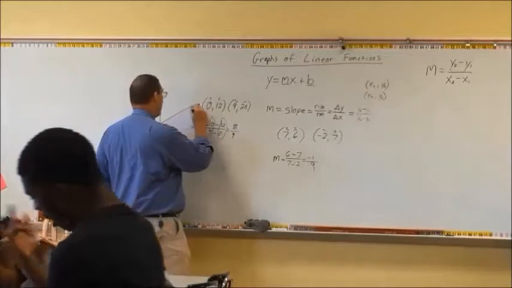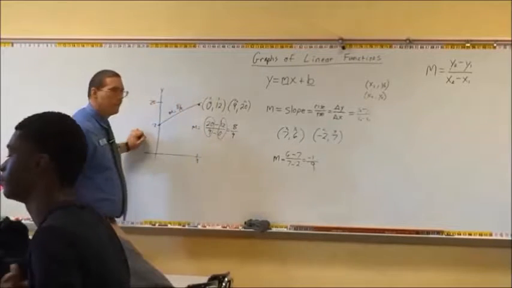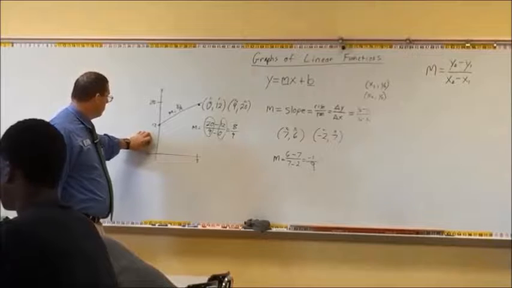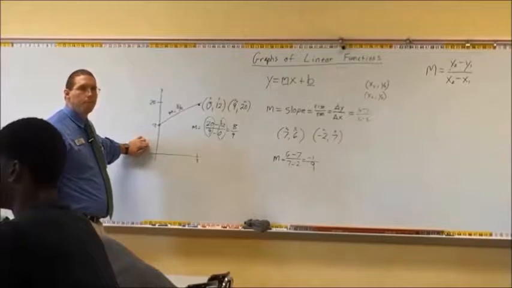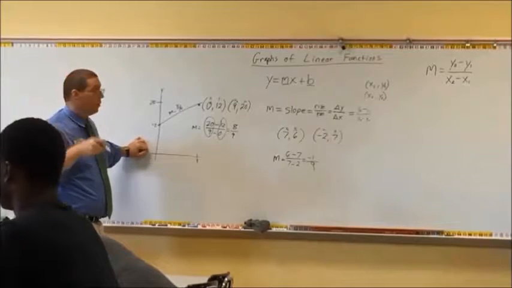So the slope of this line right here, 8 over 9. Okay? Should we do a third one? We're okay? We all right? What's that? You good? All right.